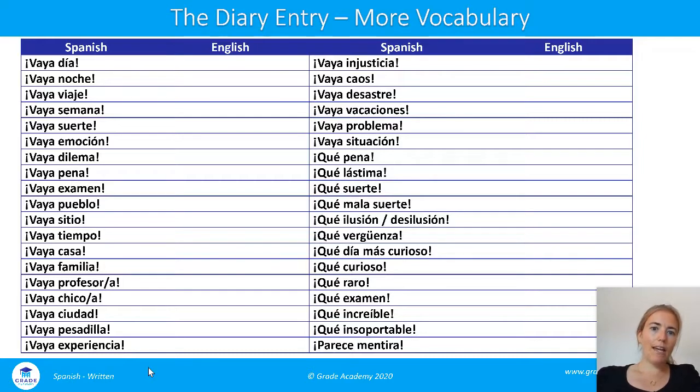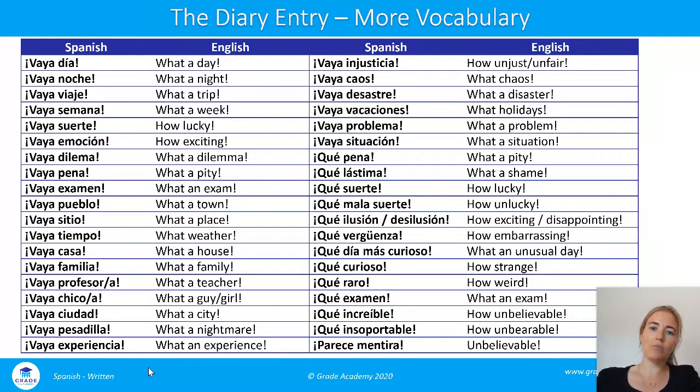More vocabulary, again, which you can use. So you'll notice that by putting vaya in front of something or que in front of something, what a day or how lucky, there's a lot of vocabulary here. So pick ones that will give you enough vocabulary so that you can deal with any type of situation. It's unlikely that you'd ever need to use more than maybe 2 of these, 3 max in a diary entry. You can get away without using them, but it's a good idea to use some of them. Vaya día works for many, many diary entries. If you say que followed by suerte, how lucky, or que mala suerte, how unlucky.